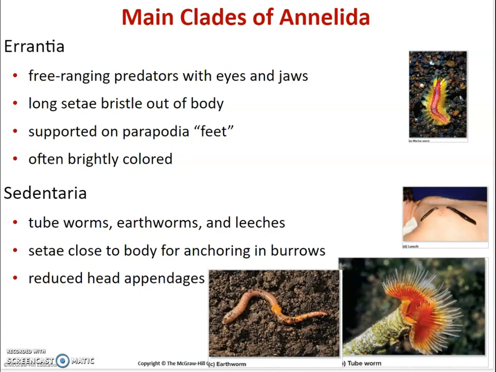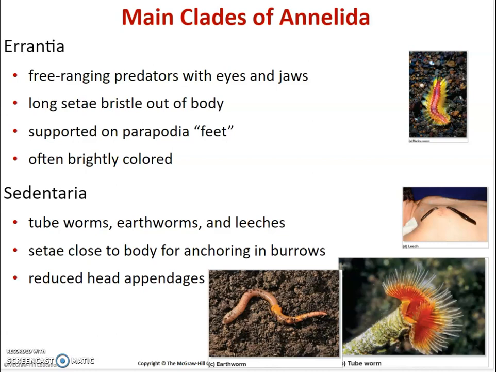So the annelids have 2 main clades, the Errantia, which are free-ranging predators. They have really long setae, so you can actually see them like little bristles, and they're kind of almost like parapodia, which are feet, and they're bright colors, and they look more like centipedes and millipedes than annelid worms, roundworms. The other are Sedentaria, which are the tube worms like earthworms and leeches, and the setae are so close to the body, they're just for anchoring, and their head is very, very small. You can't even really tell the head end from the tail end necessarily in these particular organisms.